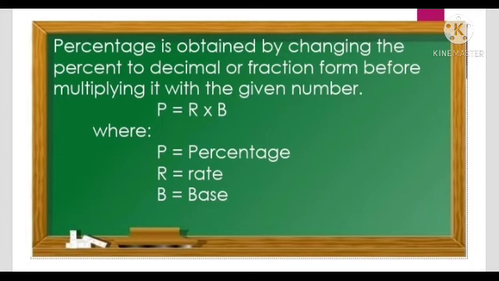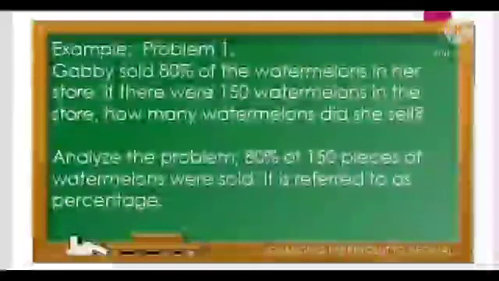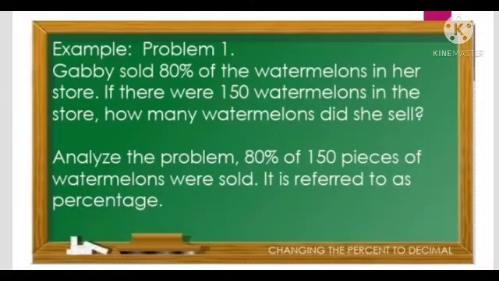Let us use our first strategy, number 1, which is changing percent to decimal. We have here a sample problem. Gabi sold 80% of the watermelons in her store. If there were 150 melons in the store, how many watermelons did she sell? Let us analyze the problem. 80% of 100 pieces of watermelons were sold. It is referred to as percentage.